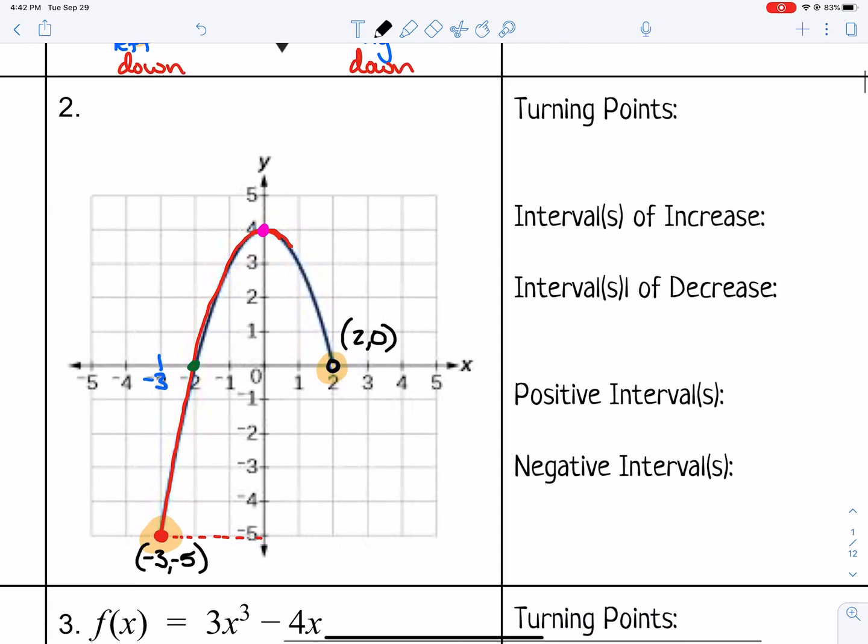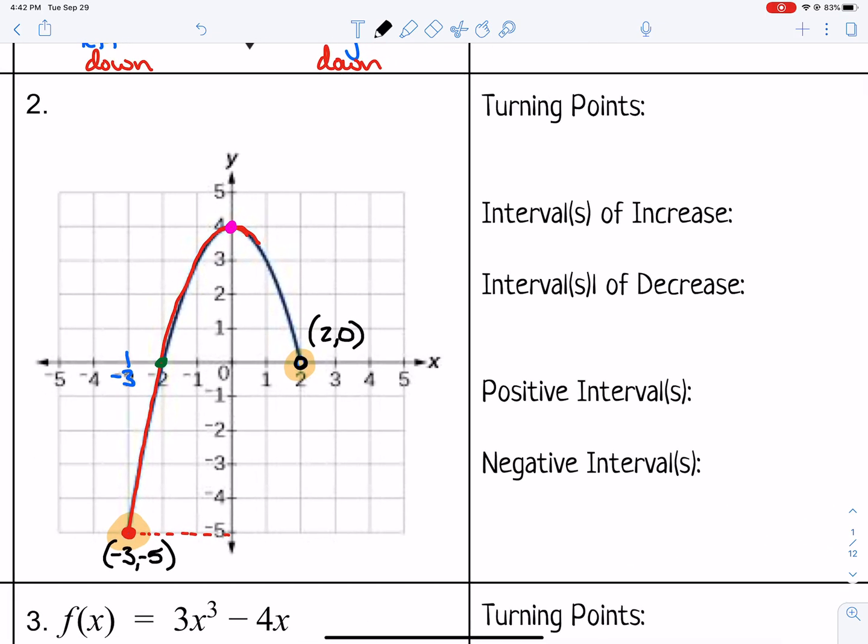Okay, so let's look on the next side of the page. Turning points of our graph. So we have a turning point at the vertex of this parabola. So it was just located at 0, 4. That's a maximum point, not relative. Intervals of increase and intervals of decrease.